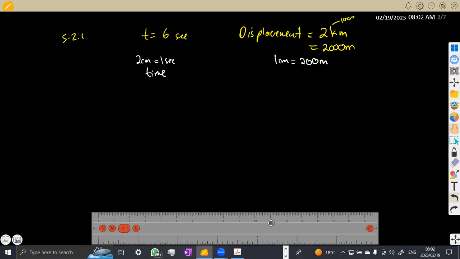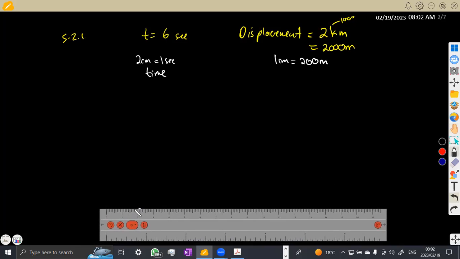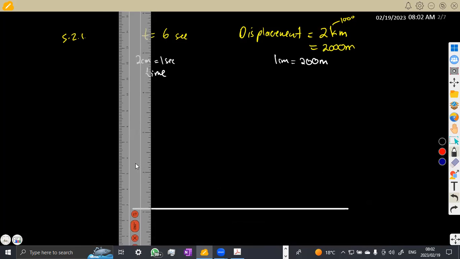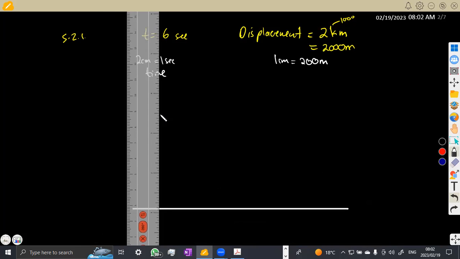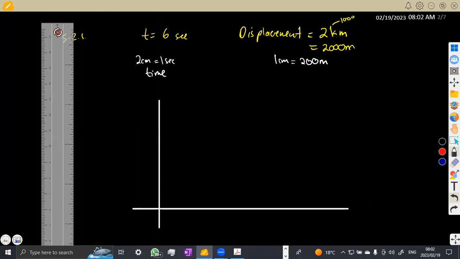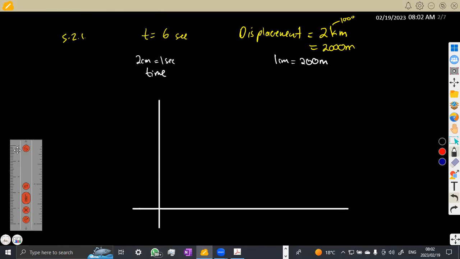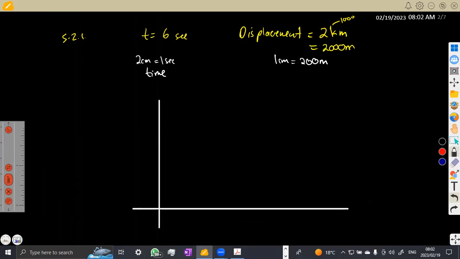Remember, this is displacement versus time. So this is our time axis. Then we move on to the displacement. So this is the axis for displacement, and we are going to have something of this nature. If we take a closer look, this is our time axis, in seconds, and this is our displacement, in meters.